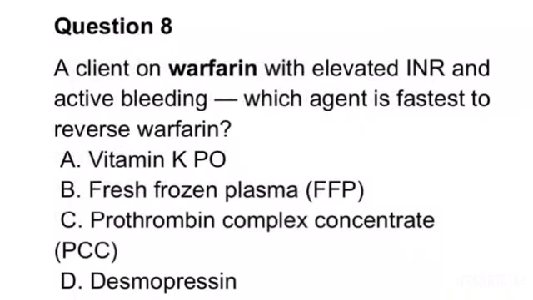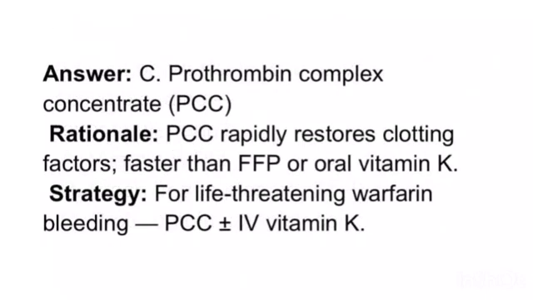Question 8. A client on warfarin with elevated INR and active bleeding, which agent is fastest to reverse warfarin? A. Vitamin K PO. B. Fresh frozen plasma, FFP. C. Prothrombin complex concentrate, PCC. D. Desmopressin. Answer: C. Prothrombin complex concentrate, PCC.